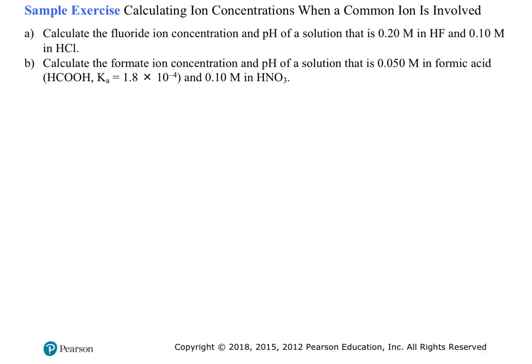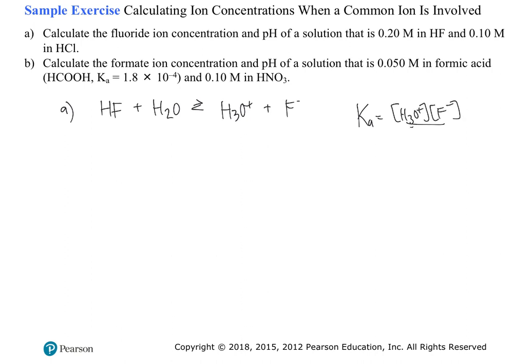Let's try it again. Calculate the fluoride ion concentration and pH of a solution that's 0.2 molar hydrofluoric acid and 0.1 molar hydrochloric acid. So we at first ask ourselves, what's our weak electrolyte? So our weak electrolyte is hydrofluoric acid. It's in water to make hydronium and fluoride. Now our Ka for this acid is products over reactants, hydronium times fluoride over hydrofluoric acid.